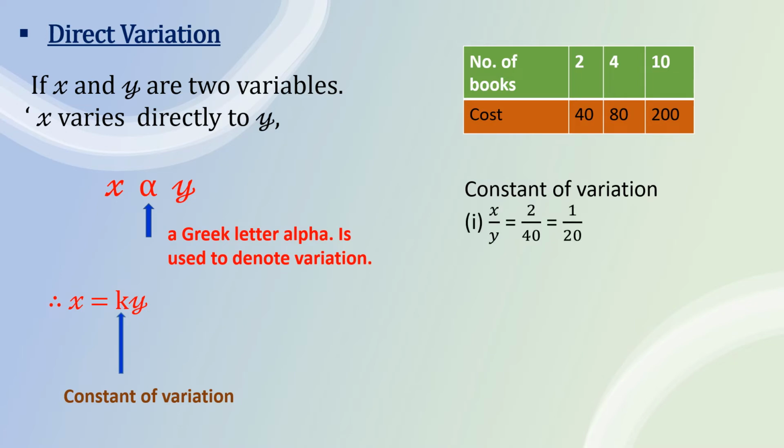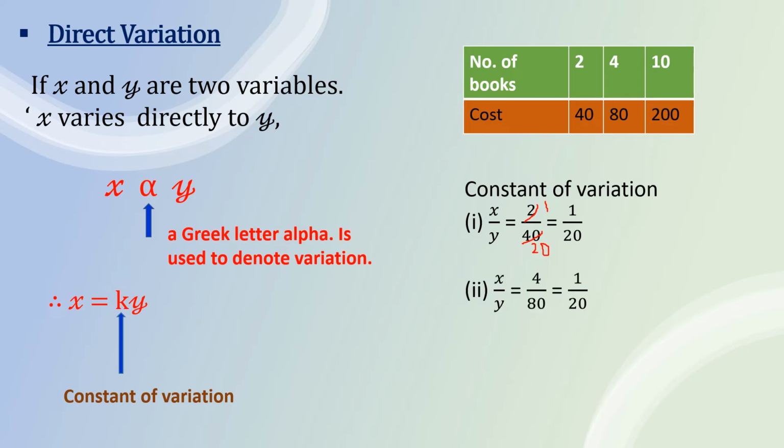So first in the table I've taken two books, upon cost is 40. So 2 upon 40. If you divide, both are reducible, so you cancel this, students. 2 ones are 2, 2 twos are 4, 0. So it will become 20. Now you got 1 upon 20.